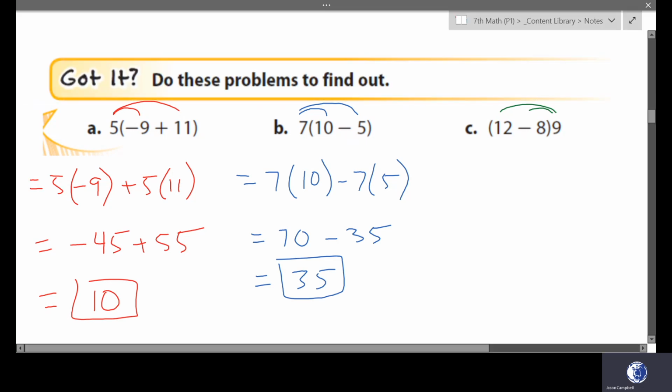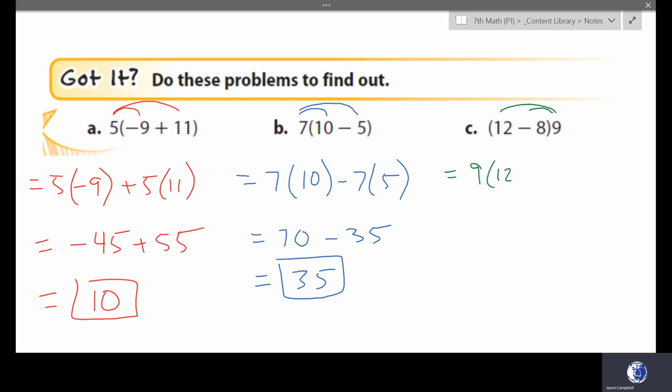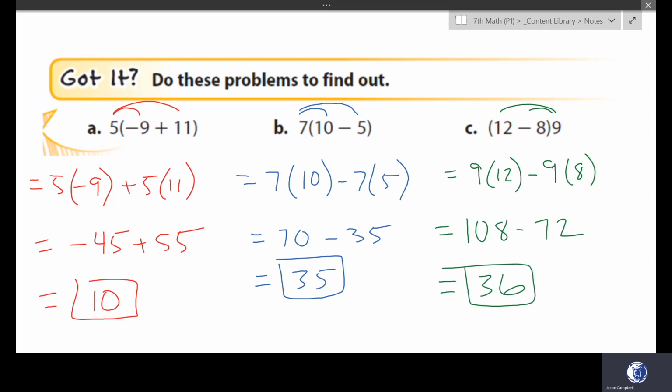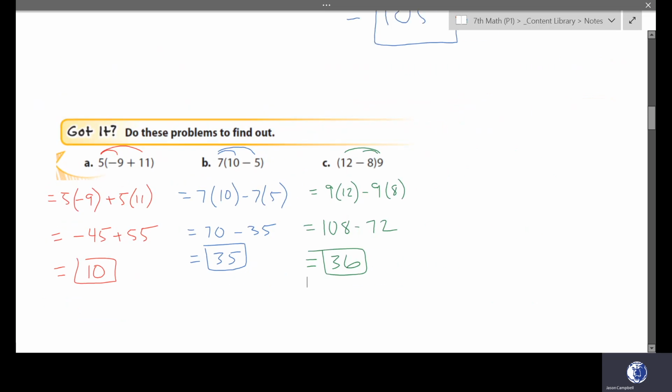Finally, for got it C, we want 9 multiplied by 12, subtract 9 multiplied by 8. 9 multiplied by 12 is 108. Subtract 9 multiplied by 8, which is 72. 108 subtract 72 is 36. Hopefully you got all of those correct.